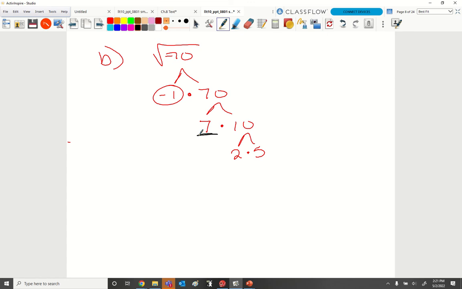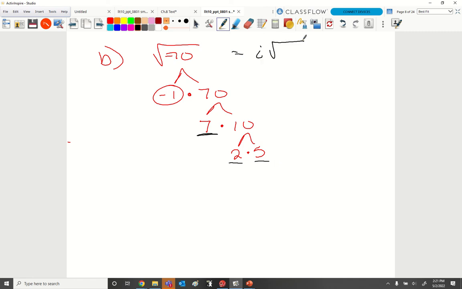And is there any more 7s here? If there were two 7s, I would put those together to make 49, because the square root of 49 would be 7, right? So I don't have any more perfect squares, do I? So what's going to come out of my radical? Just the i. Only the i is going to come out. So I get i, square root.